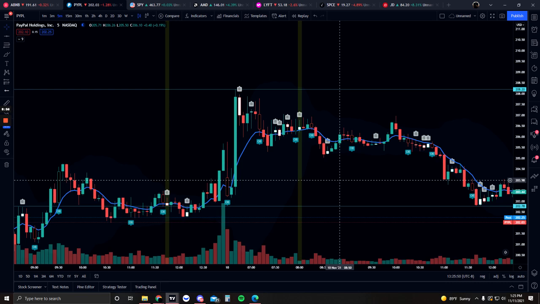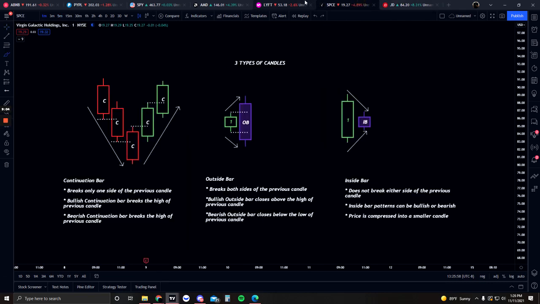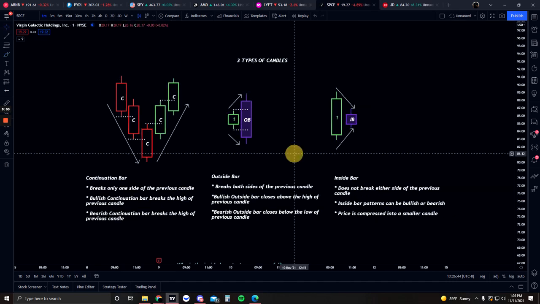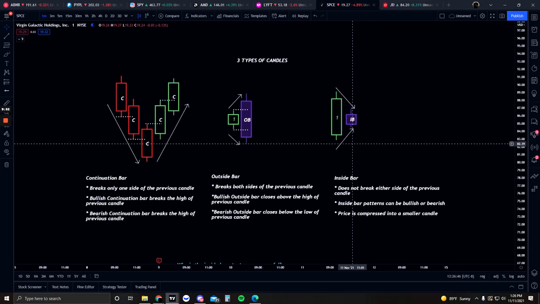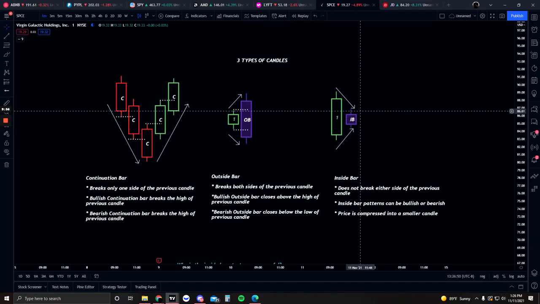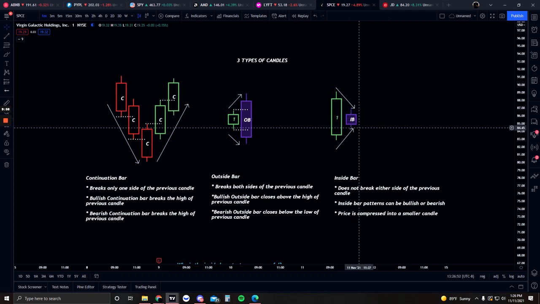So you want a whole day of compression so you could play a day of reaction. The time frames that I like are daily minimum. I don't like to play 4 hours. I like to do daily, and what it also does is at the end of the day, like today, this is when you start doing your search for inside bars.